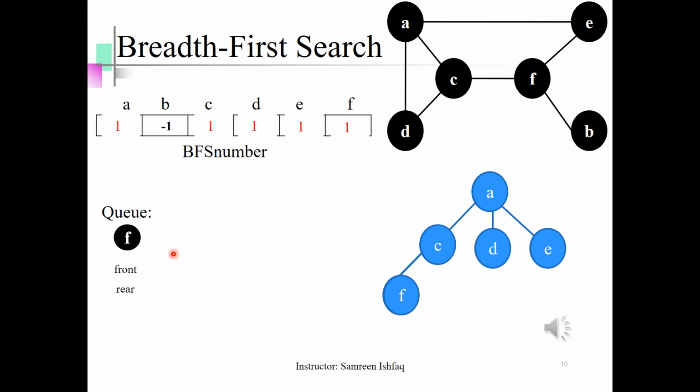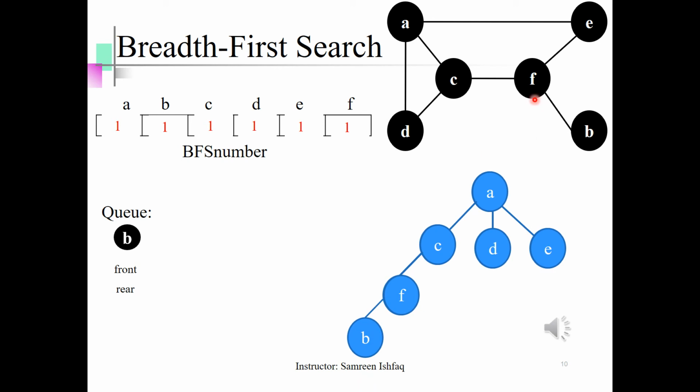Now we will dequeue F and we will check all of its neighbors. From F to A, no direct edge. From F to B, a direct edge, and B is also an unvisited node. Now we will mark B with 1. This indicates that B is now visited, and then we will enqueue B.